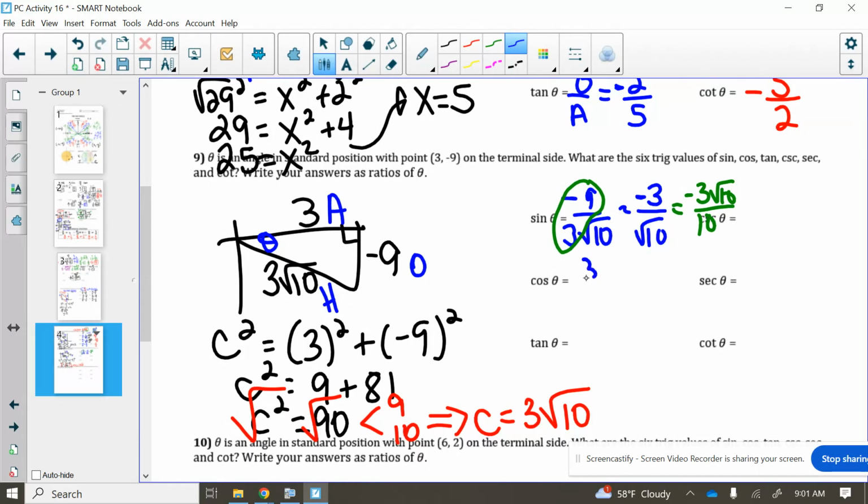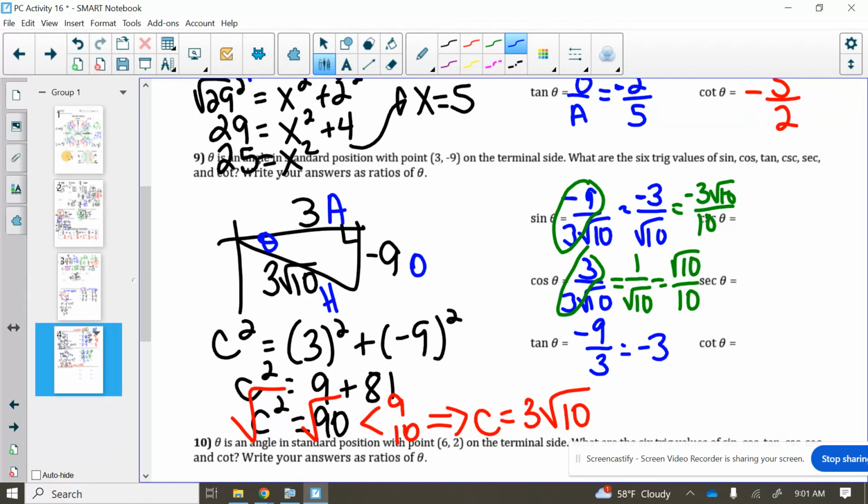For our adjacent over our hypotenuse, again, we can start by simplifying. 3 and 3 simplify to be 1, so 1 over square root 10. Multiply top and bottom by square root 10, though, to make sure that we have this rationalized. Last but not least, opposite over adjacent, negative 9 over 3 simplifies to just be negative 3.